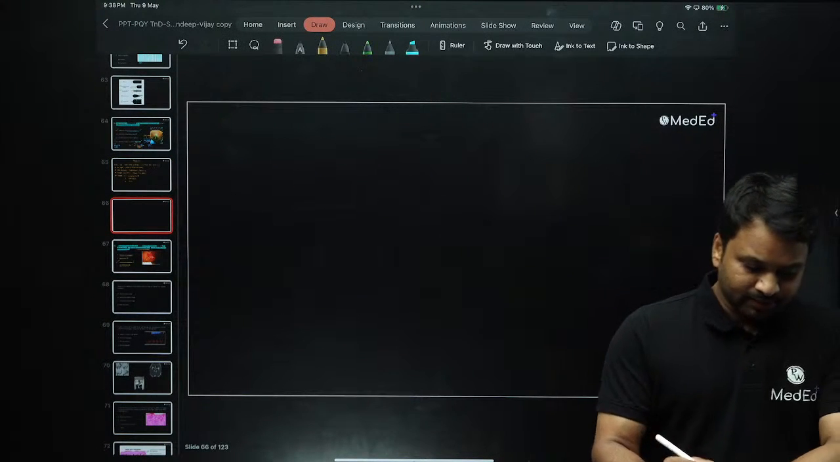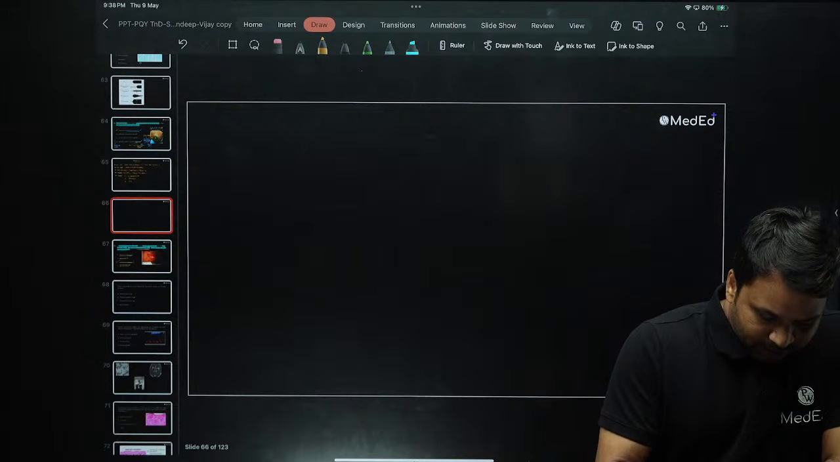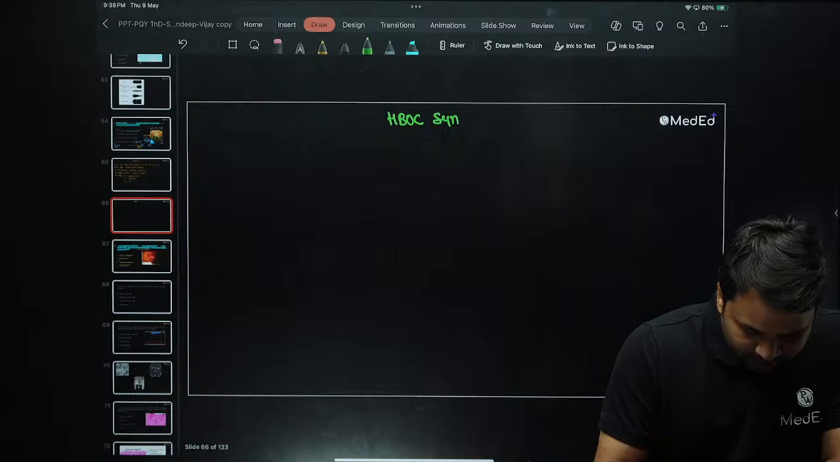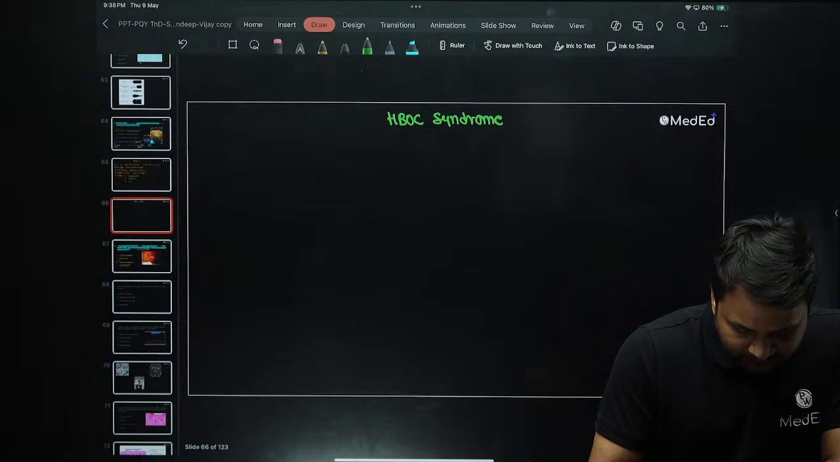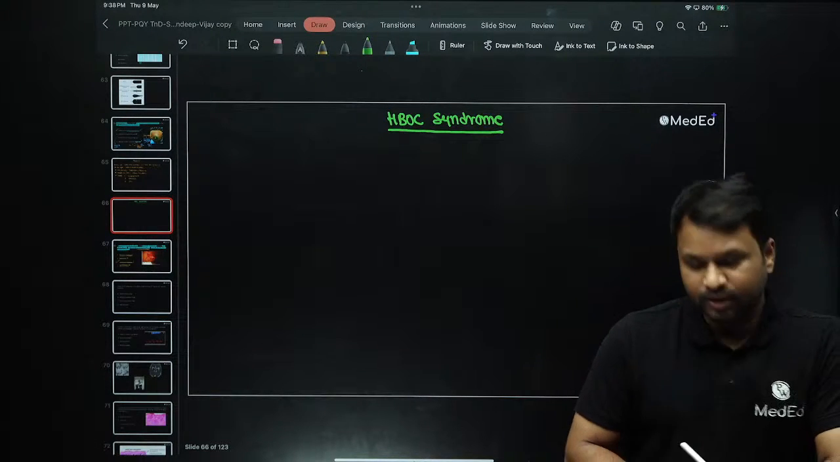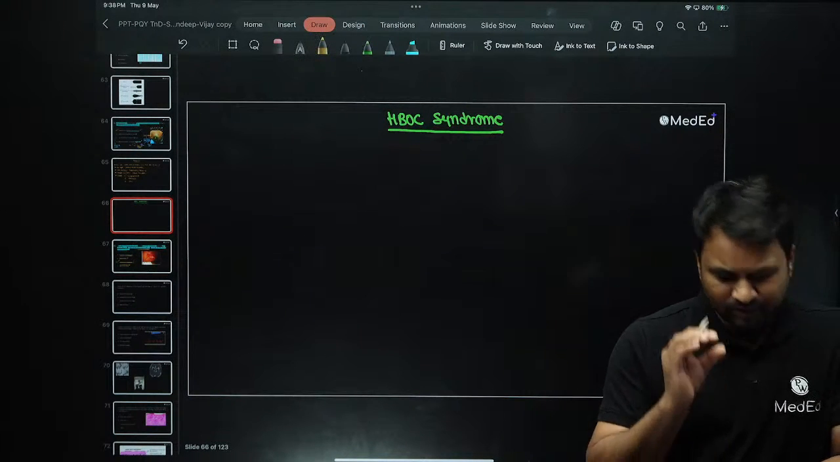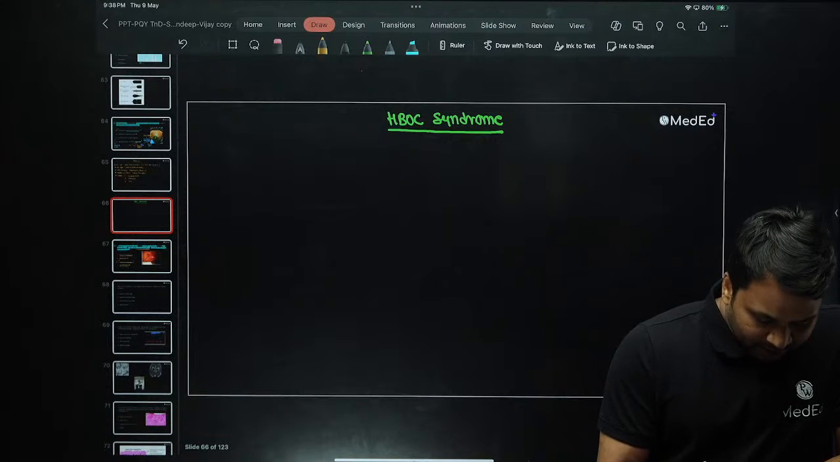Now, there's something called the HBOC syndrome. That is your hereditary breast ovarian cancer syndrome, right? Now, this hereditary breast ovarian cancer syndrome concept, you need to understand in a very simple format.